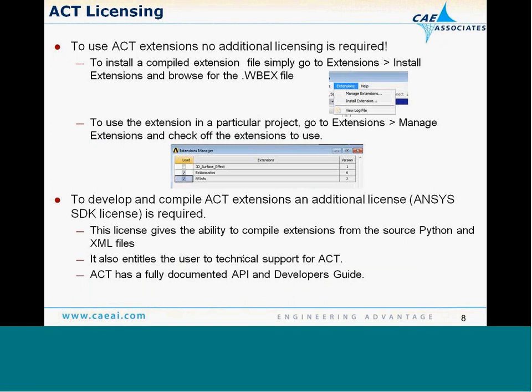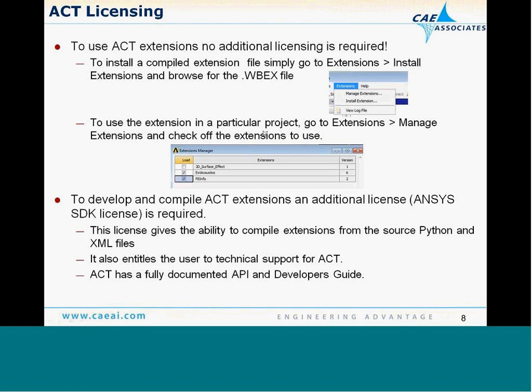WBEX is the file extension for it, but it's a compiled version of the XML and Python code. So that's something the user creating the extension will do. They'll compile it, so then they can give this file to anyone in the organization to use. And all the user would have to do is go on the project page, choose Extensions, install the extension, and then manage the extensions. Afterwards, it'll pop up a little project page that says, what extensions do you want to use, and then you select the one you want to use. You open up Mechanical, and that functionality related to that ACT extension will be there.